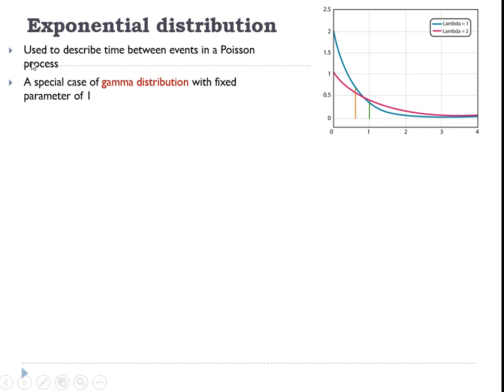Now coming to exponential distribution, this is a graph of the exponential distribution. Basically this is used to describe the time between events in a Poisson process. We also say that exponential distribution is a special case of the gamma distribution with a fixed parameter. We are not discussing gamma in this session. So this is the representation of the exponential distribution.